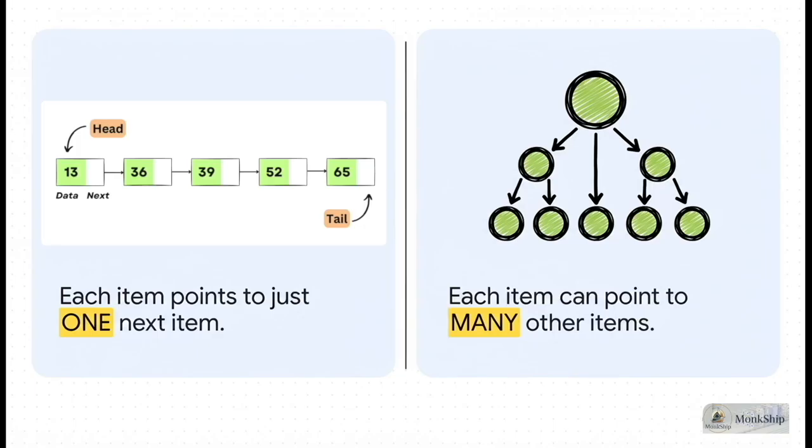So over on the left, you've got the good old linked list. Just think of it like a train, right? Each car is connected to exactly one car behind it. It's simple, it's linear, totally predictable. But then look at the right. That's a tree. Now this is more like that family tree we were talking about, or maybe a company's org chart. One item, what we call a node, can branch out and connect to many others. And that single difference, going from just one connection to potentially many, is what gives trees all their incredible power.